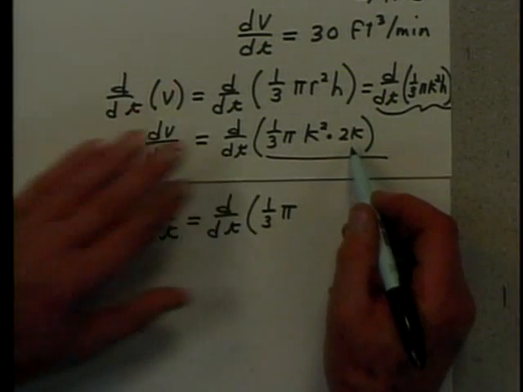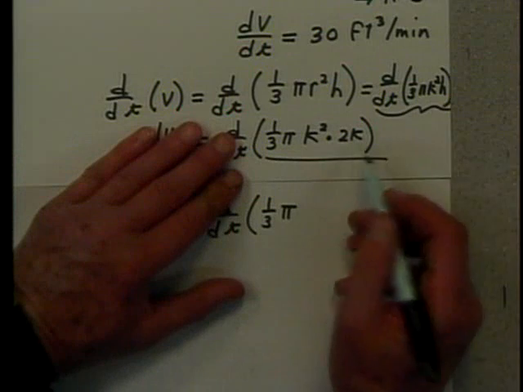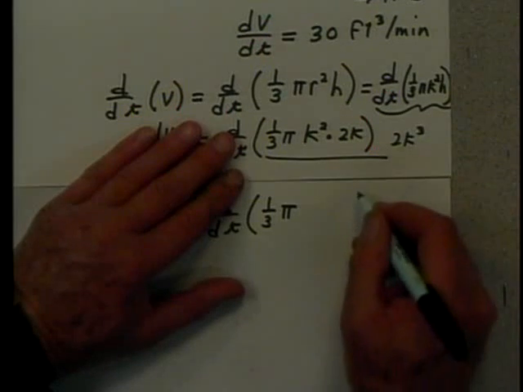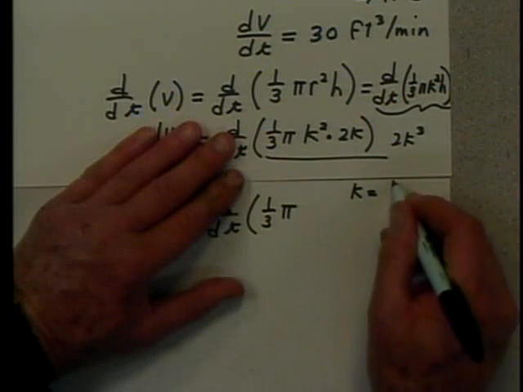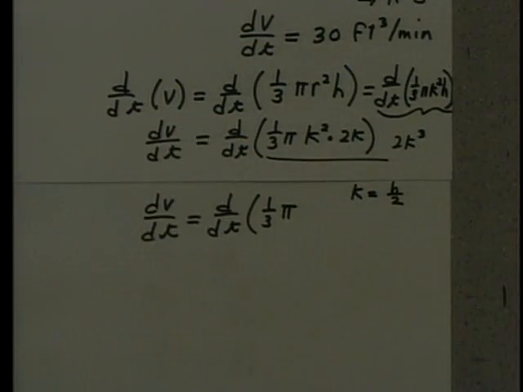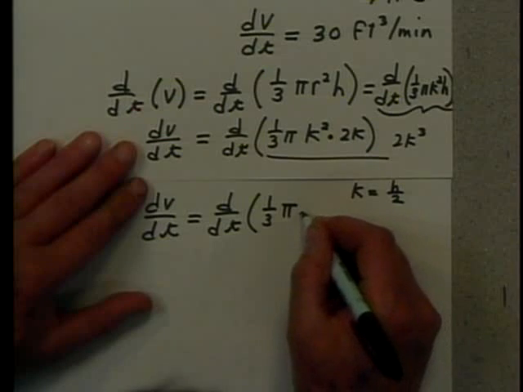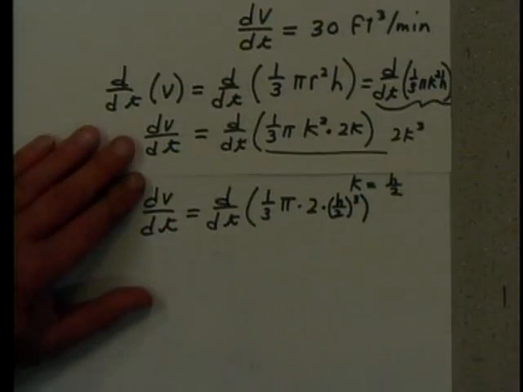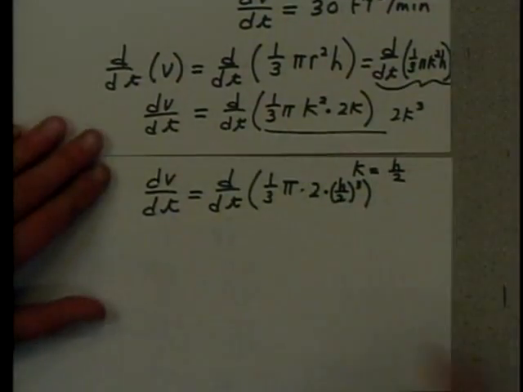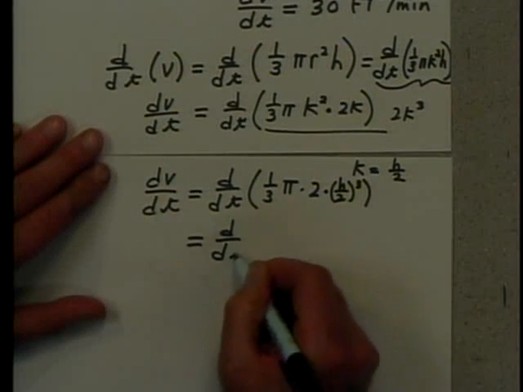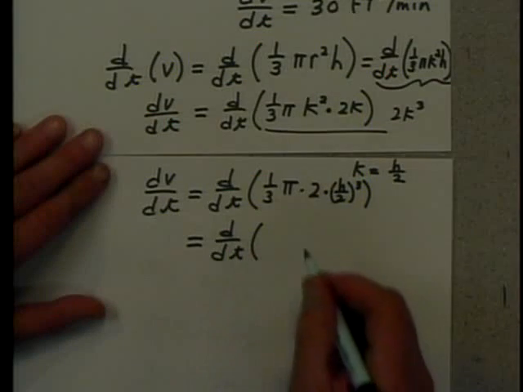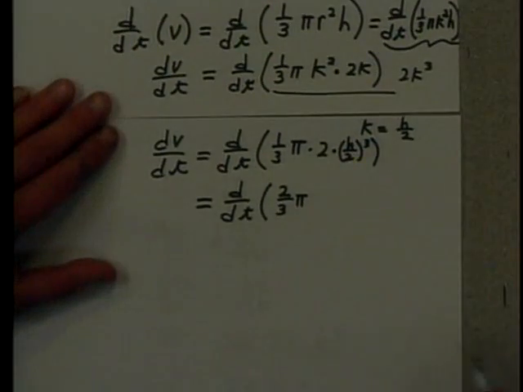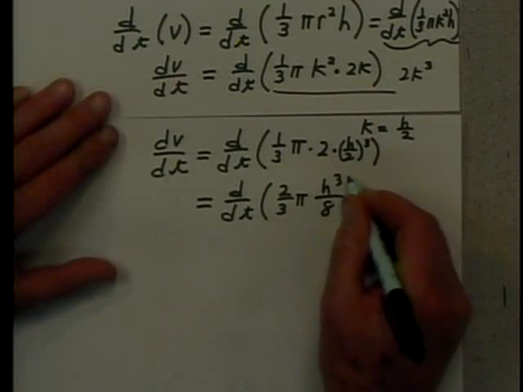This thing is k cubed or 2k cubed. So I want to write that in terms of h. k is equal to h over 2, isn't it? Okay, so this would be 2 times h over 2 cubed. And then we'll go directly to h, which is what we're looking for. You can see that I have 2/3 pi just like before, but h over 2 cubed is h cubed over 8. Is that okay?